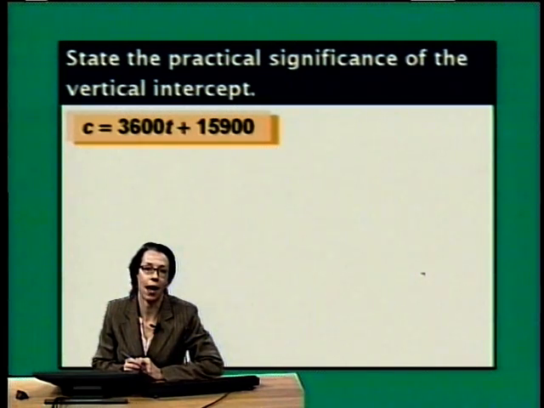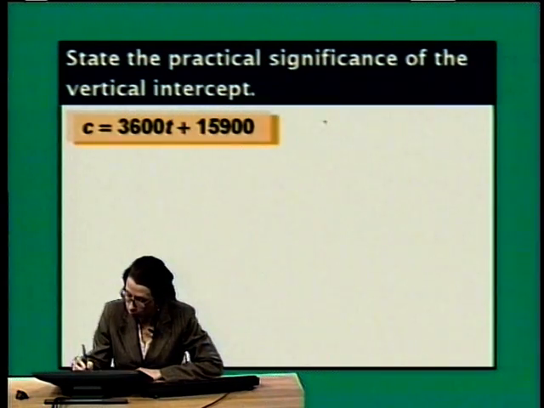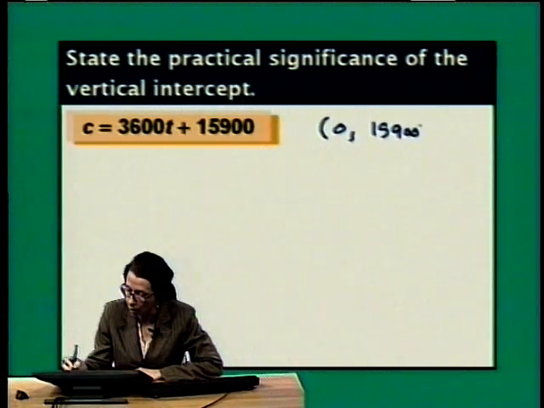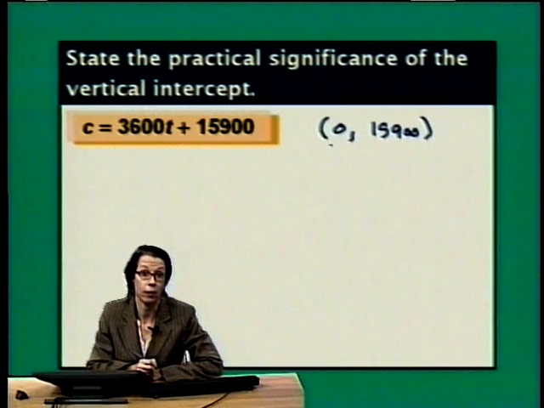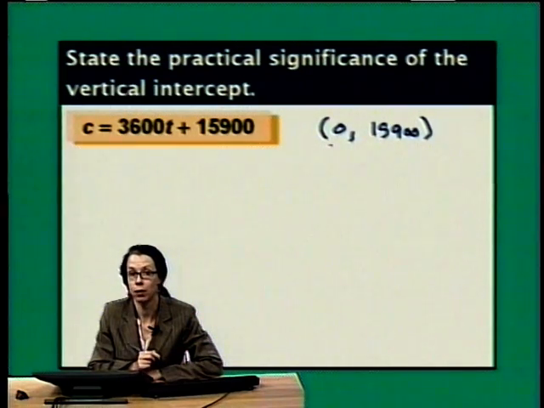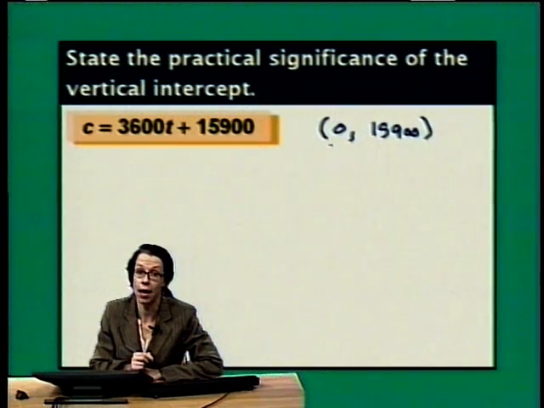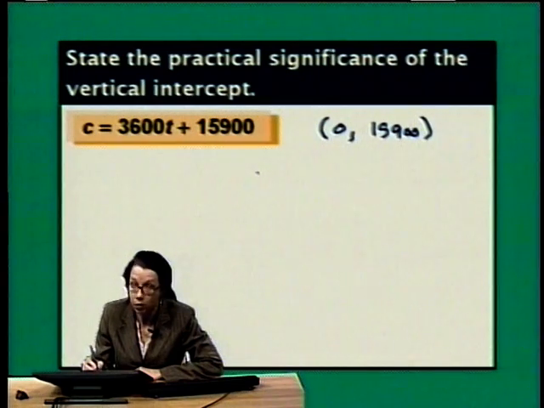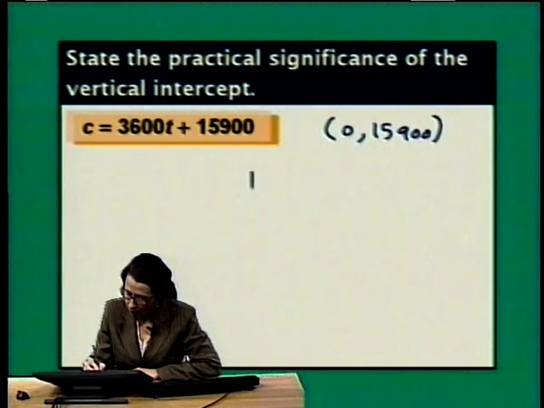The first thing we were asked is, what's the practical significance of the vertical intercept? Well, the vertical intercept, the ordered pair (0, 15,900), tells us something about t equals 0. Well, in this model, t equals 0 corresponds to 1980. So this point is telling us something about what was going on in 1980. Well, in 1980, there were just 15,900 cable subscribers in Pottsville.